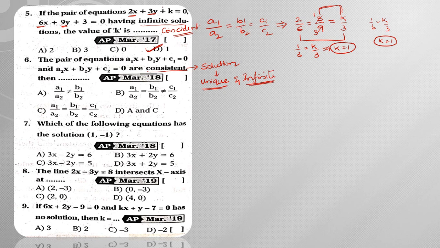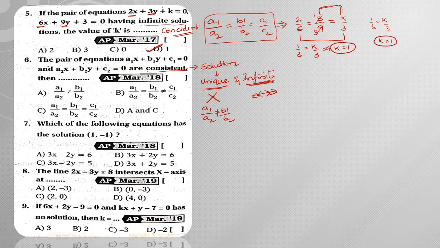So based on this, when will you get a unique solution? When the lines are intersecting. When will you say infinite solutions? When the lines are coincident. So coincident means one line lies above the other. So from this, what is the condition of a unique solution? a1 by a2 not equal to b1 by b2. Next, for infinite solutions, we have already expressed it above.